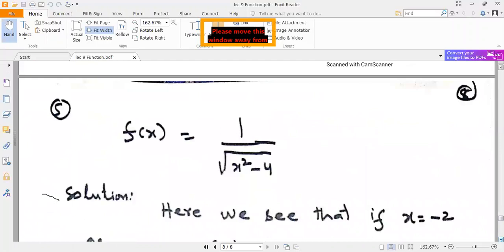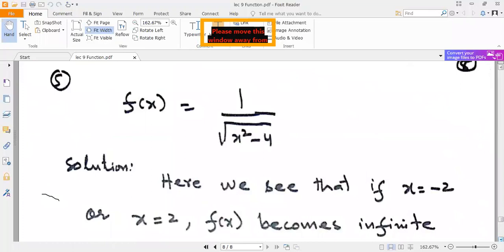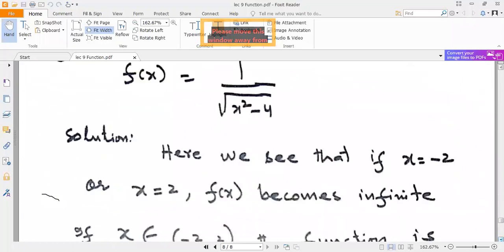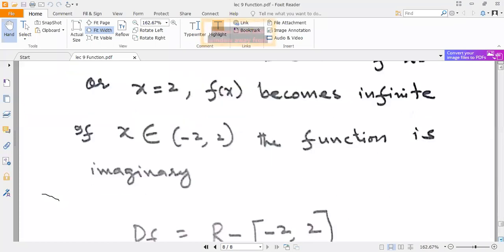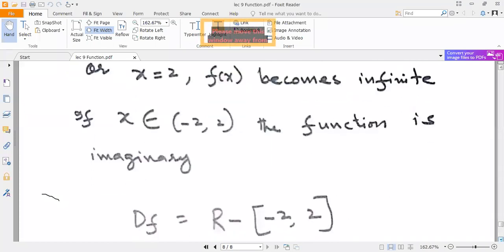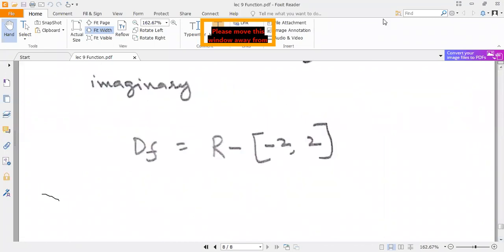Again, f of x is 1 upon radical x squared minus 4. Here we see that if we put x equal to minus 2 or x equal to 2, f of x becomes infinity. And for x between minus 2 and 2, the function is imaginary. Then the domain of this function is R minus the closed interval minus 2 to 2. The domain of this function is the set of all real numbers except minus 2 to 2. This is the domain of the function.